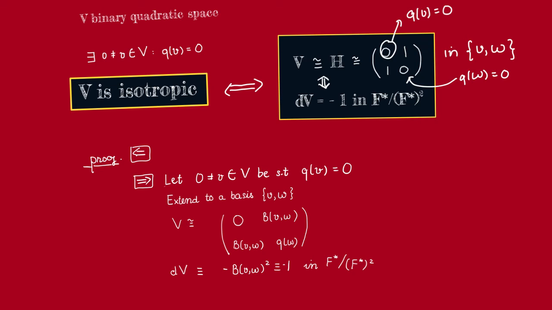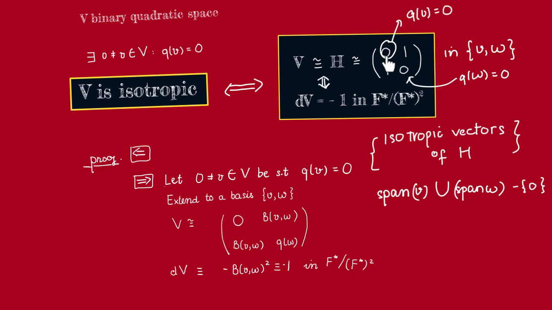Thus, we have shown that a binary quadratic space is isotropic if and only if it's isometric to the hyperbolic plane. And here, observe that if the hyperbolic plane has this Gram matrix with respect to this basis V, W, then we have found two isotropic vectors, namely V and W, and actually their span accounts for all the isotropic vectors of H. Of course, we need to delete 0 from their span, but these two lines minus 0 are the set of all the isotropic vectors of H. So H has two lines of isotropic vectors.